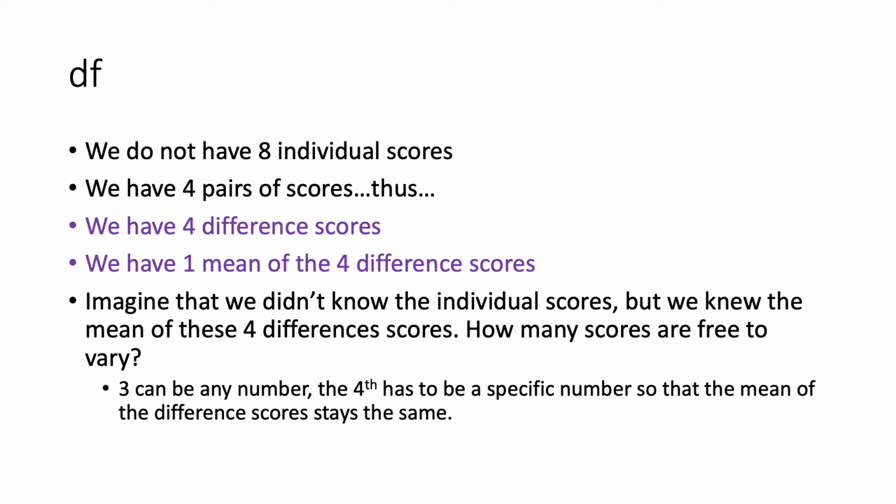And this is just my riddle, right? How many scores, in this case different scores, are free to be anything and still have the same mean, and how many of them are fixed? The free ones are degrees of freedom. Let me show you.